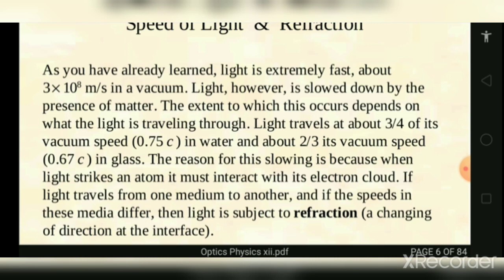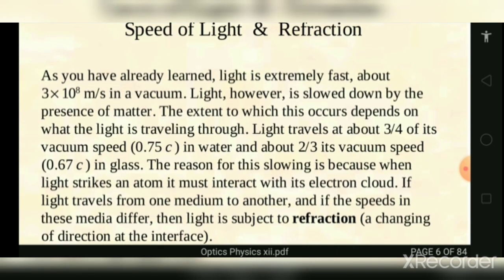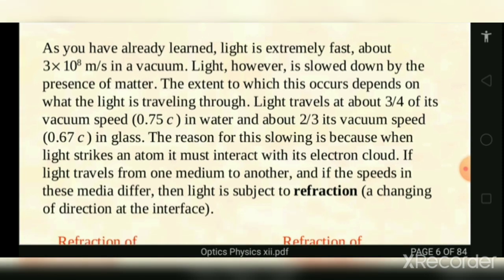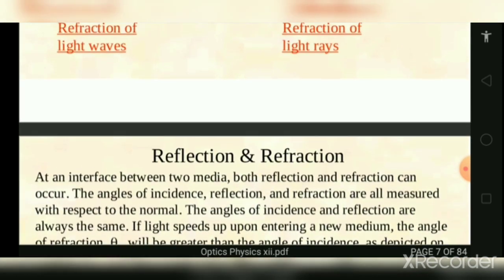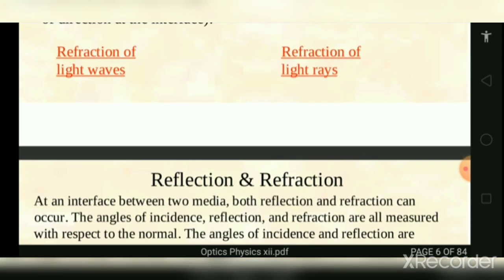It happens because when light strikes an atom, it must interact with the electron cloud. If light travels from one medium to another, and if its speed in this medium differs, then light is subjected to refraction, a change of direction at the surface. Refraction of light waves and refraction of light rays.